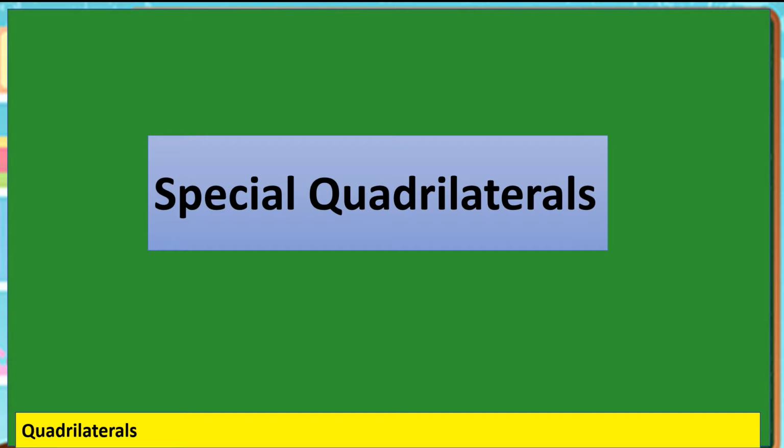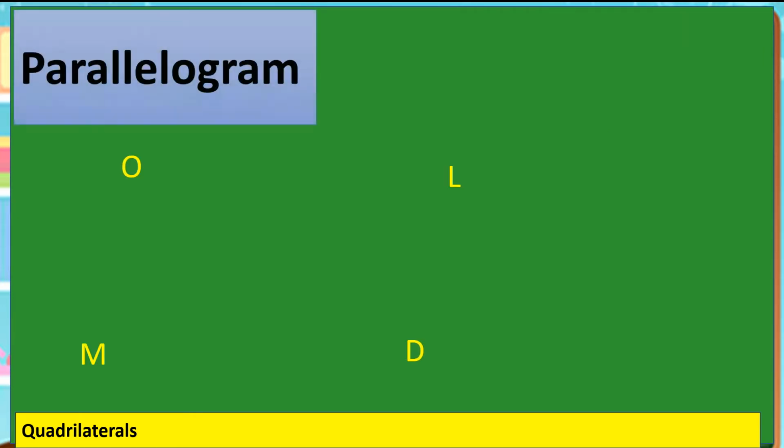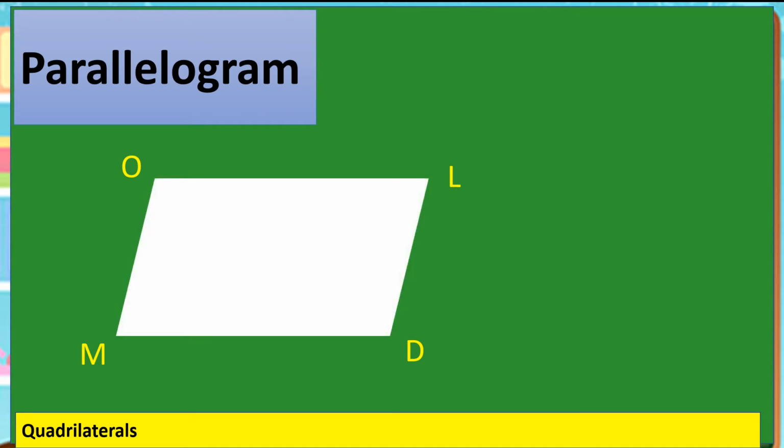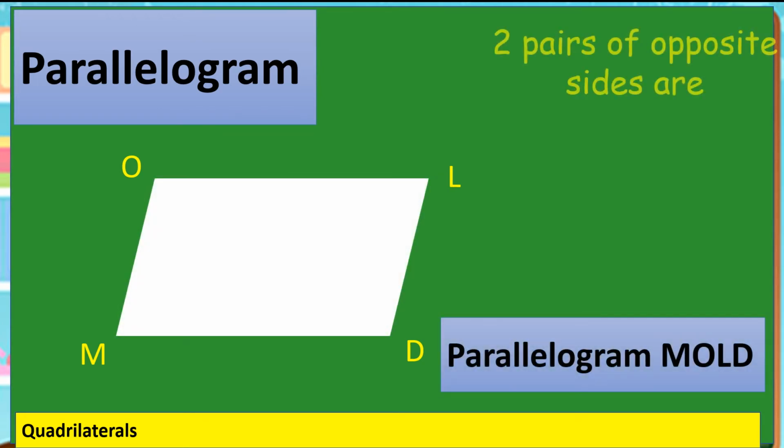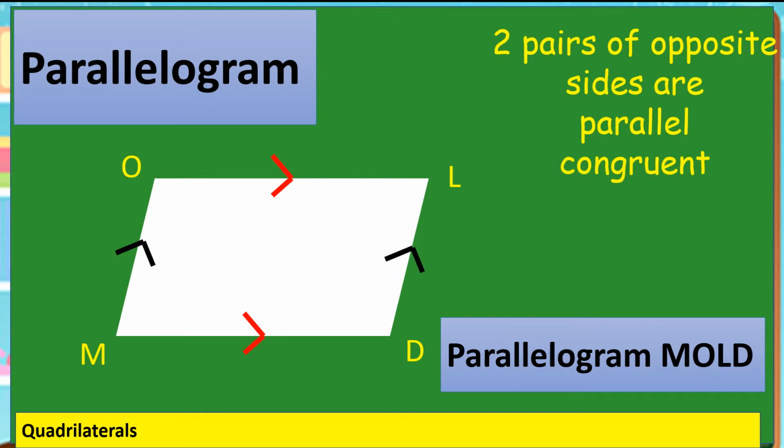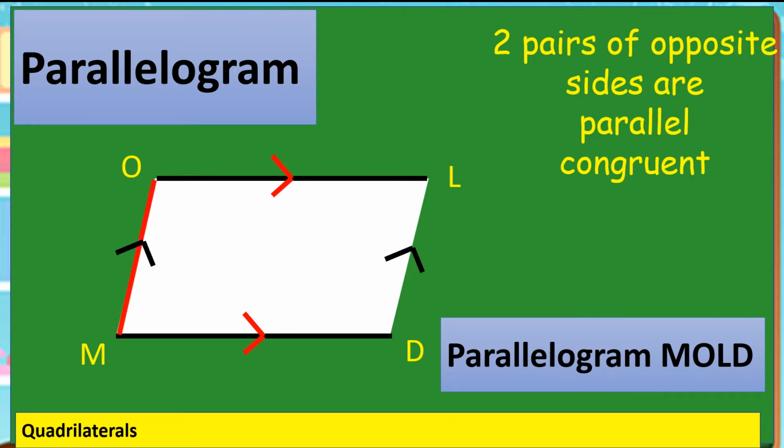So, meron din tayong tinatawag na special quadrilateral. So, we have here parallelogram MOLD, where two pairs of opposite sides are parallel. So, OL is parallel to MD and OM is parallel to LD. The same with two pairs of opposite sides are congruent. So OL is congruent to MD and OM is congruent to LD.